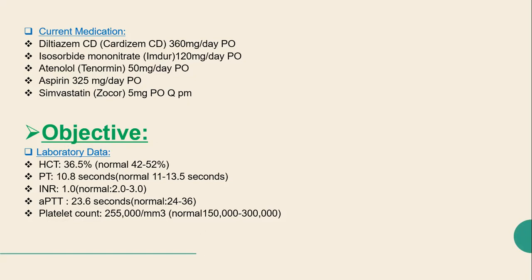INR, international normalized ratio, is 1.0, and the normal range lies between 2.0 to 3.0. APTT, which is activated partial thromboplastin time, is 23.6 seconds and normal is 24 to 36 seconds. Platelet count is 255,000 per millimeter cube and the normal range is 150,000 to 300,000 per millimeter cube.